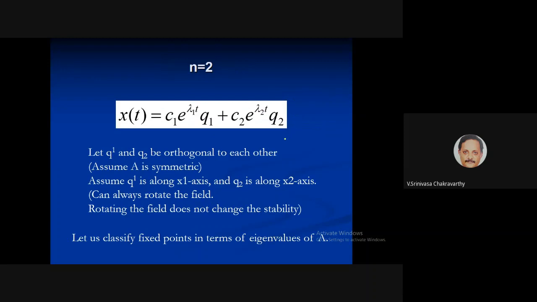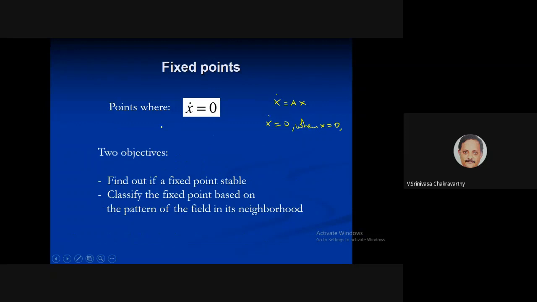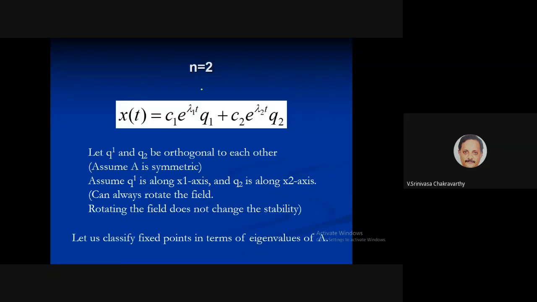Let's come up with some classification results. To do that, first we will take a simple two-dimensional case, because we can easily illustrate it by drawing some pictures, but it can easily be generalized to n dimensions. So let us take a two-dimensional case, n equal to 2. Then the solution is of the form x(t) is equal to c1 e power lambda 1 t q1 plus c2 e power lambda 2 t q2. Now q1, q2 are eigenvectors. Let us assume they are orthogonal to each other because A is symmetric, and lambda 1, lambda 2 are eigenvalues.